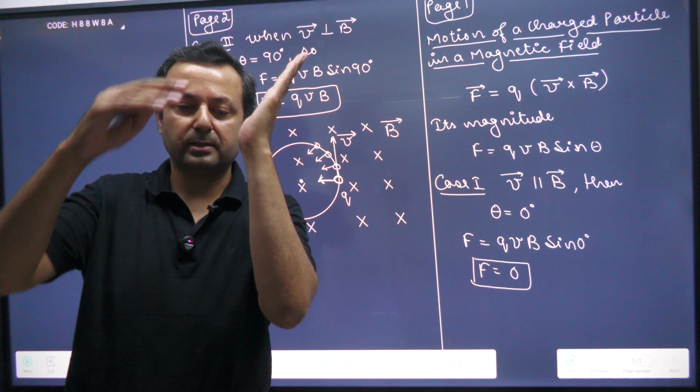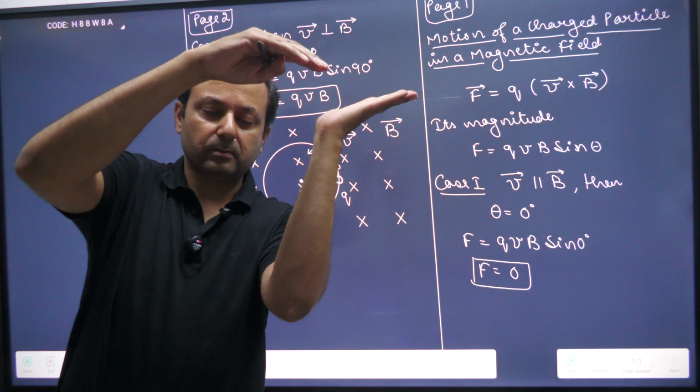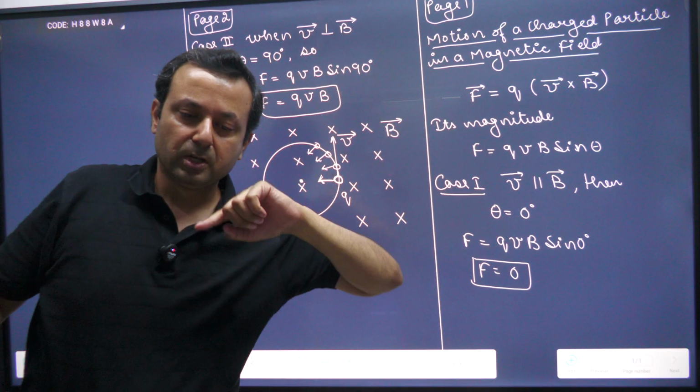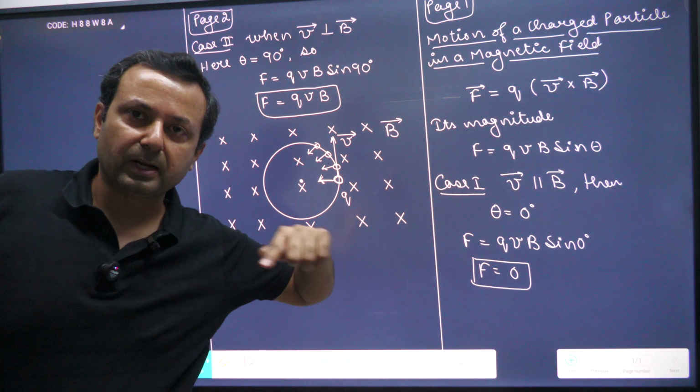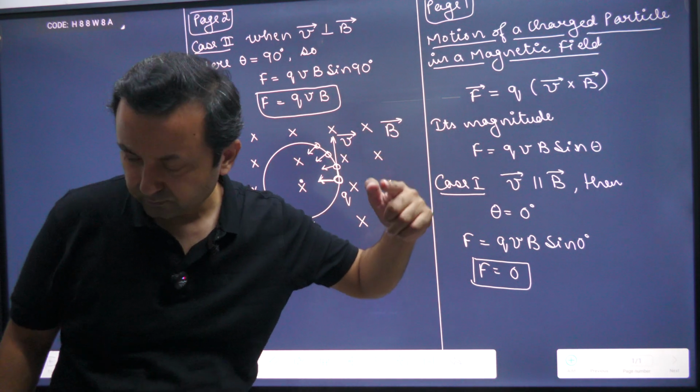The charge goes like this. Again someone pulls it like this. It goes like this. The charge wants to go in this direction, but the Lorentz force is moving it like this. So like this, the charge follows a circular path. Is this concept clear to you?